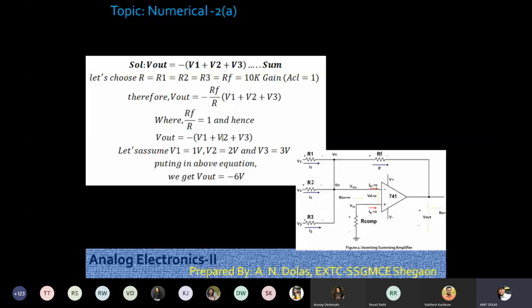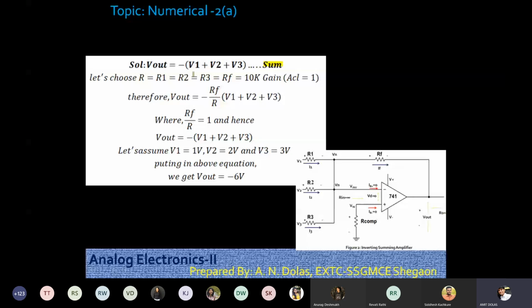Whatever the tasks are given in this numerical, I will solve for V out is equal to minus of V1 plus V2 plus V3. It is simply a summation of 3 sources. So what are the multiplying factors to V1? V1 का multiply factor क्या है? RF by R1, V2 का है RF by R2, V3 का RF by R3.